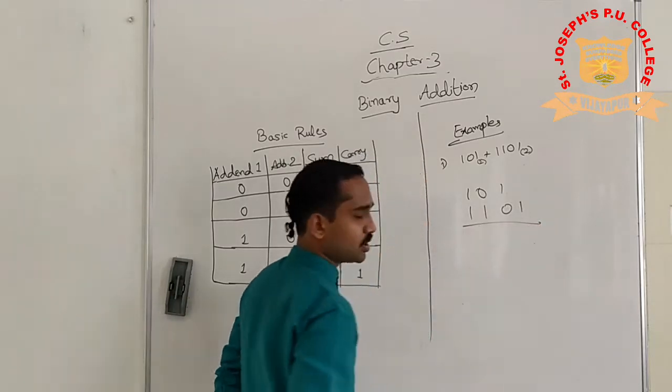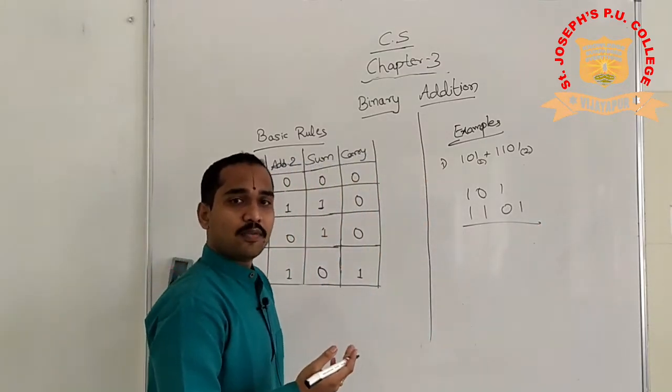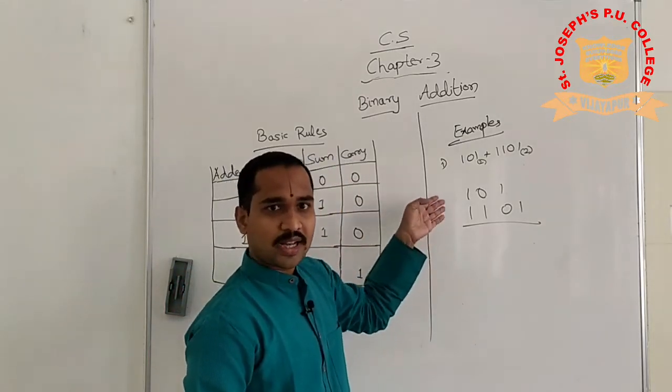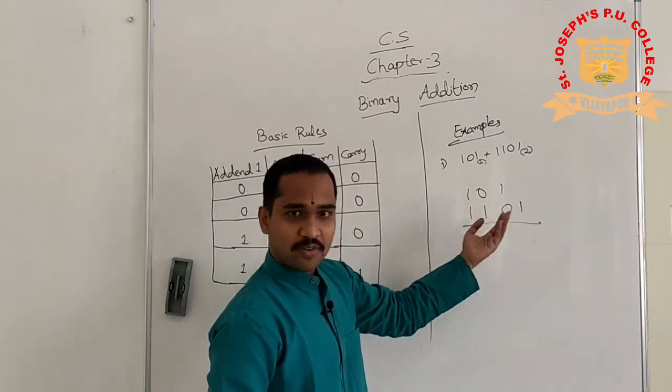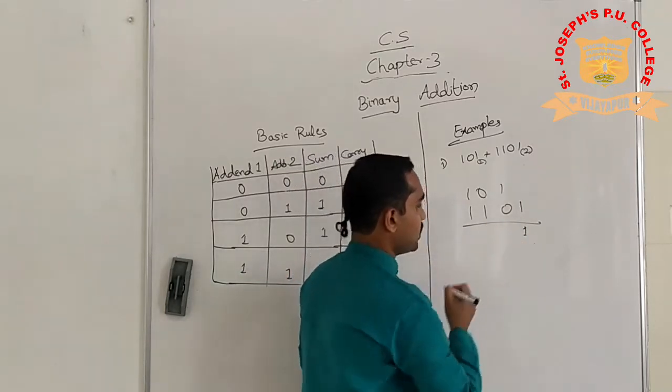1101. Correct? You have to add them. How do you add always? From the right side, isn't it? Basic maths. Don't forget that. Don't start adding from this side. Now you have to add from the right. Nothing there, so it is 1 itself.